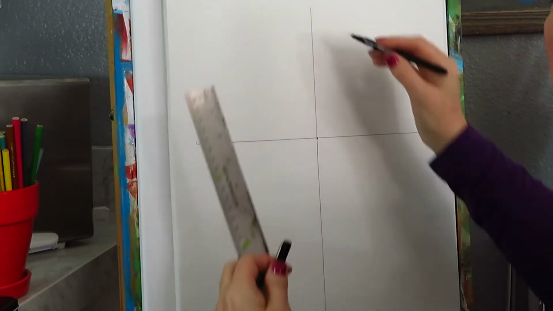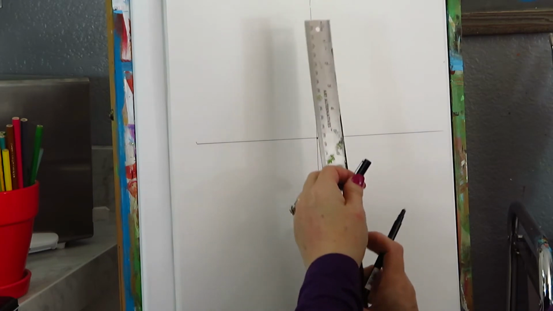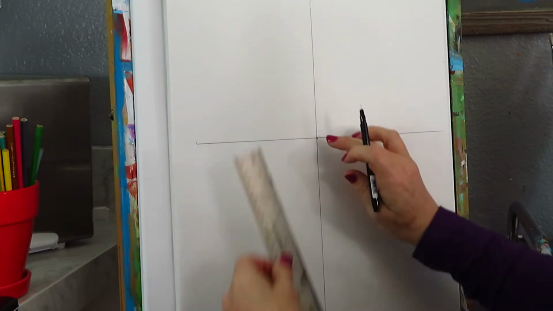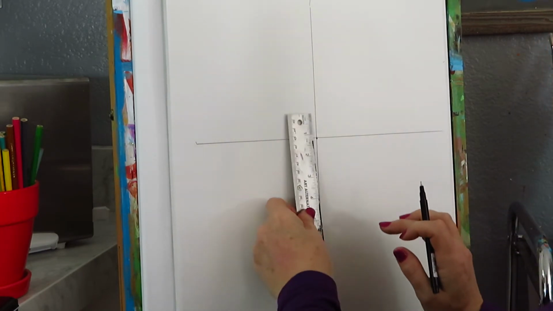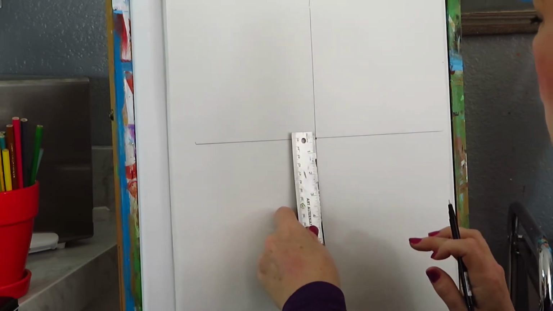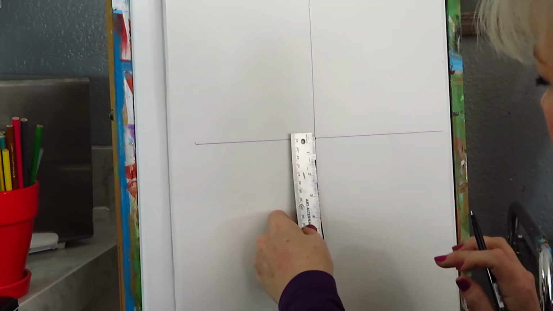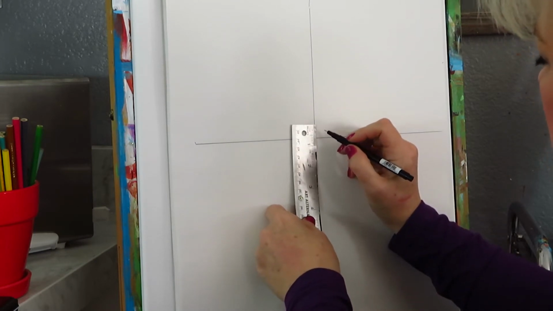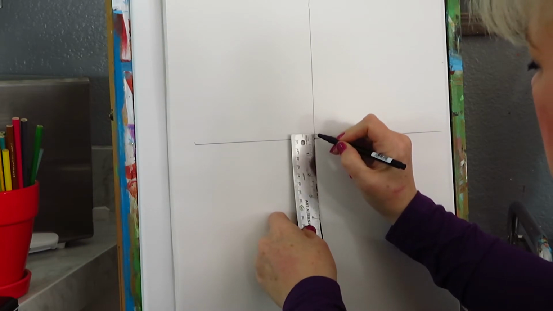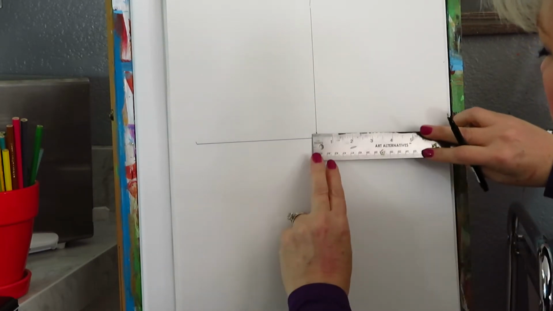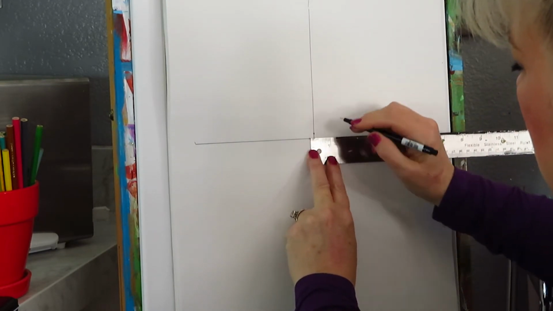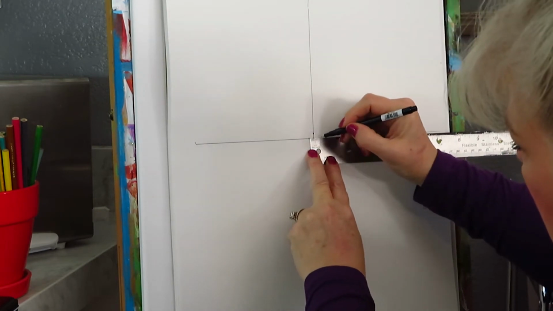And what I'm going to do here is now I'm going to measure. So I want my circles to be about a half inch, maybe a quarter of an inch. Maybe my first one I want to be about a quarter of an inch. So I'm going to do a quarter of an inch dot here on my line. Quarter of an inch here, and a quarter of an inch here.